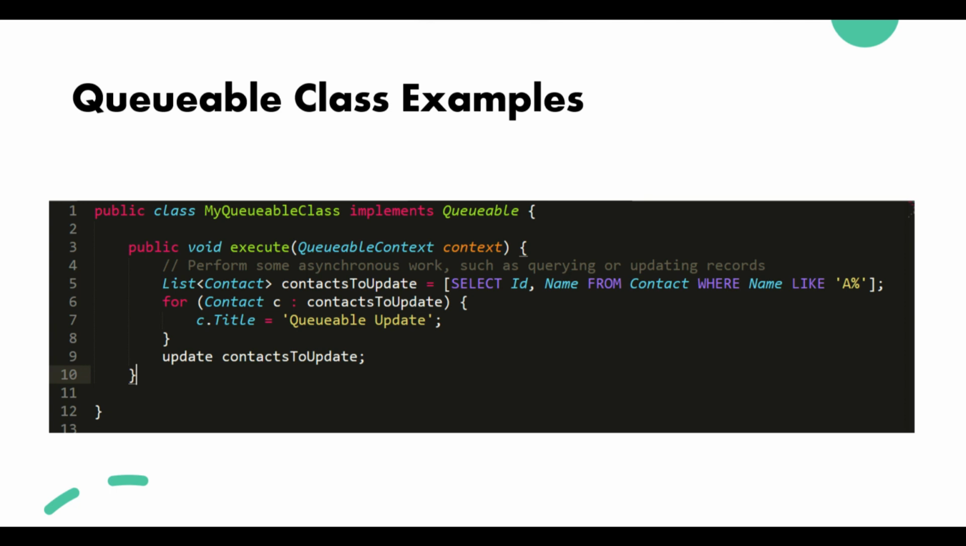In the execute method, we're performing some asynchronous work by querying for contacts whose names start with A and updating their title field to Queueable Update. Finally, we're updating the contact records in bulk using the update DML operation. To enqueue this job, you would simply call System.enqueueJob from a trigger, controller, or other Apex class. In subsequent videos, we'll review a more complicated example with a more specific use case.